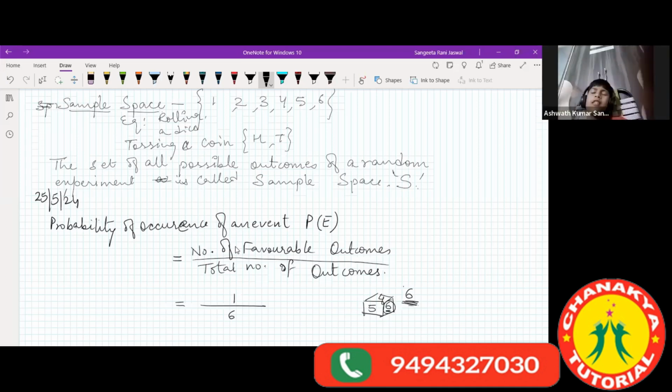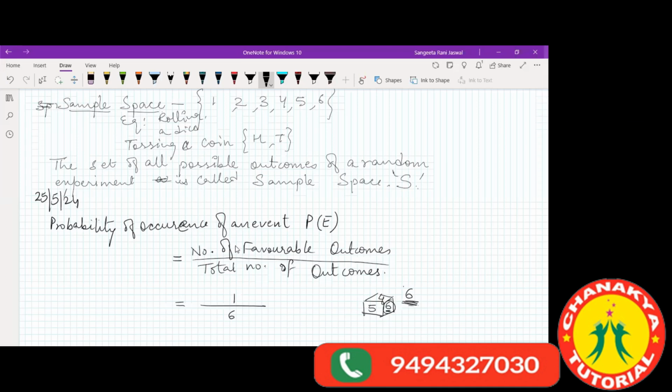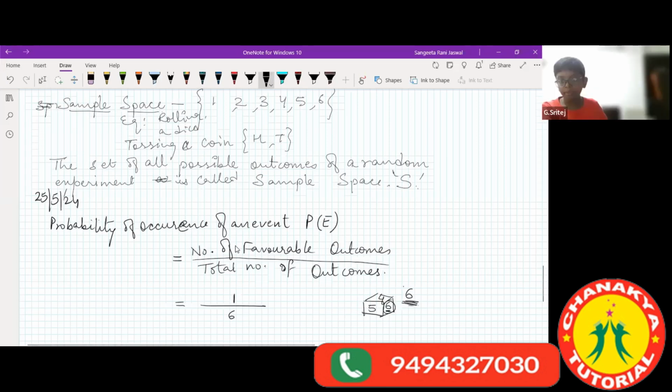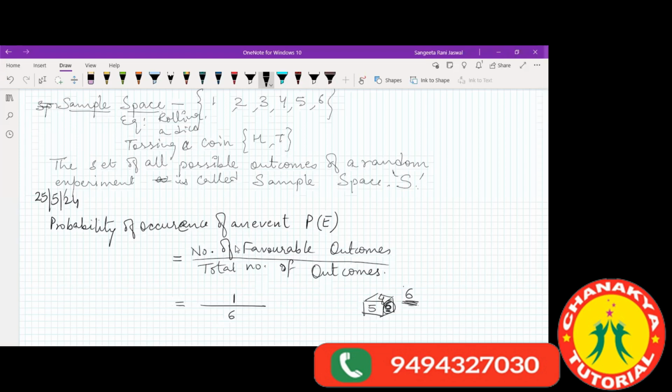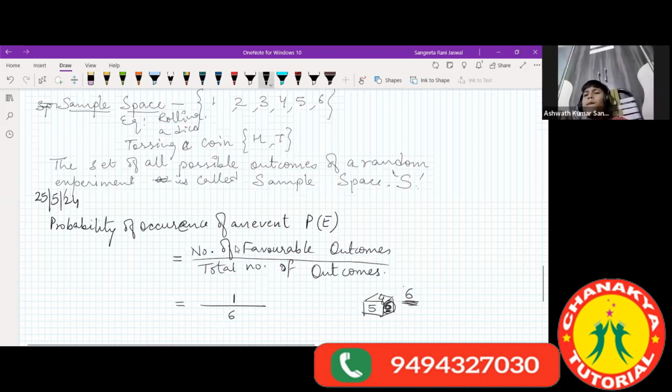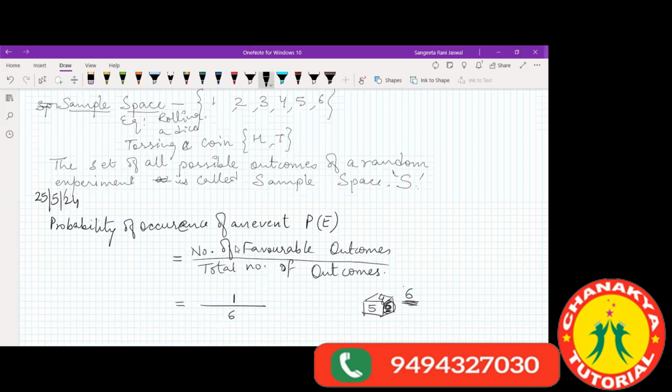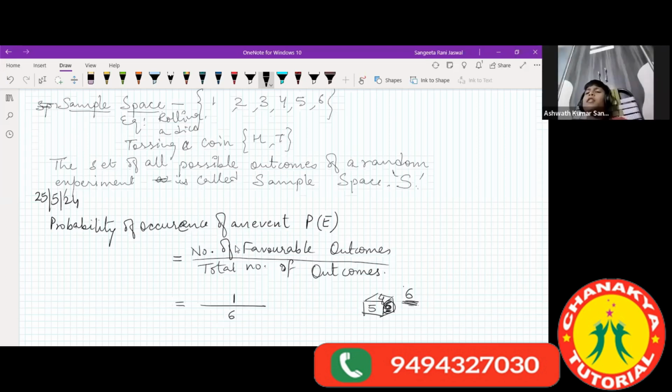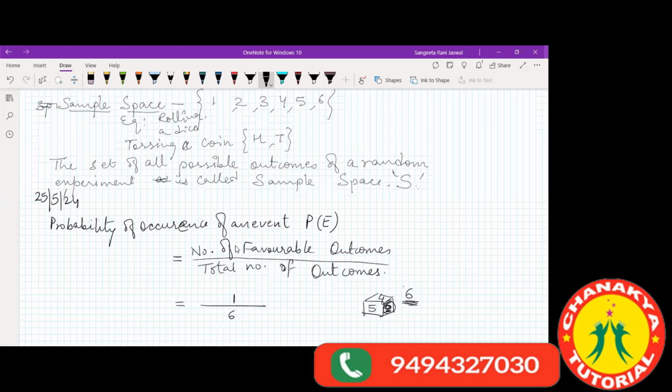Favorable means that we want, the thing that is favorable to you, that benefits us. I am waiting that I should get 6 in a dice, so 6 is my favorable outcome. I am writing 1 by 6 because how many times will 6 come? Only one.